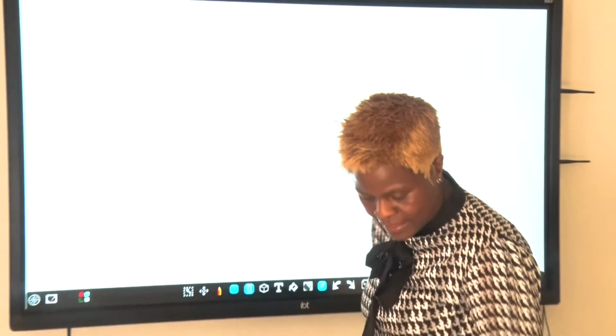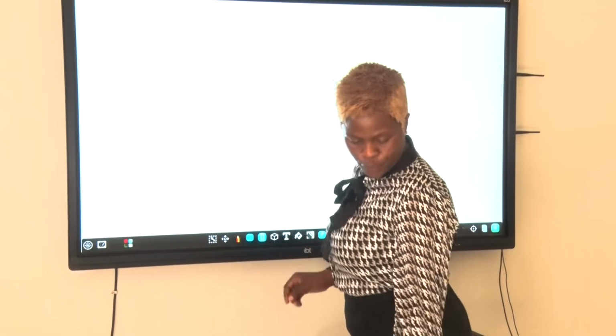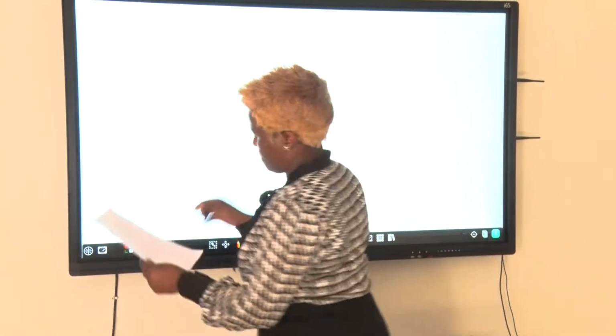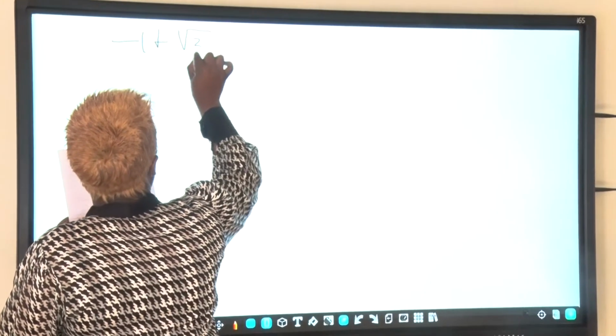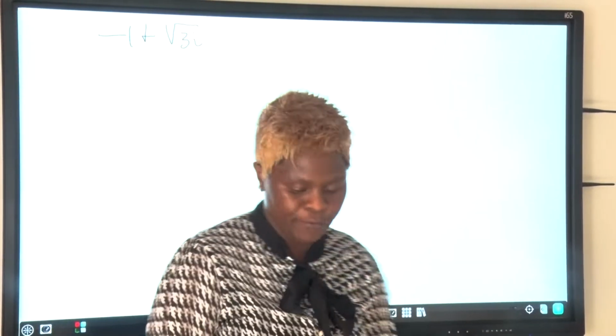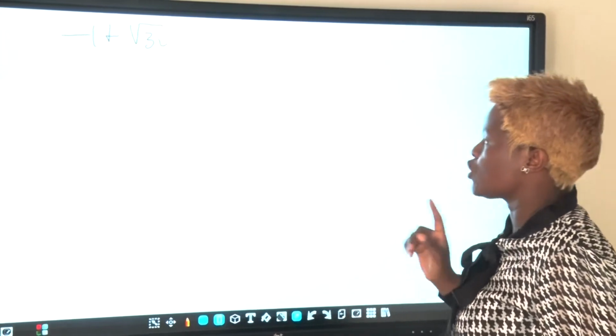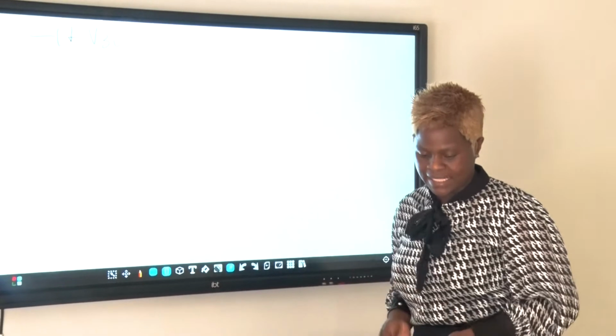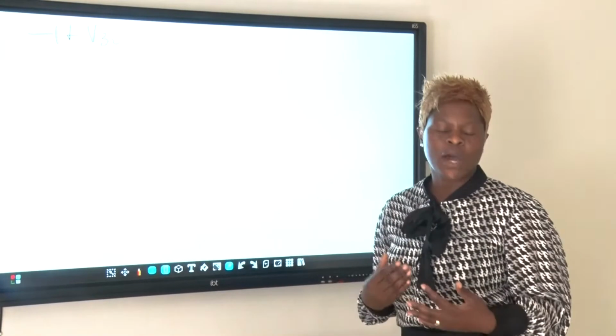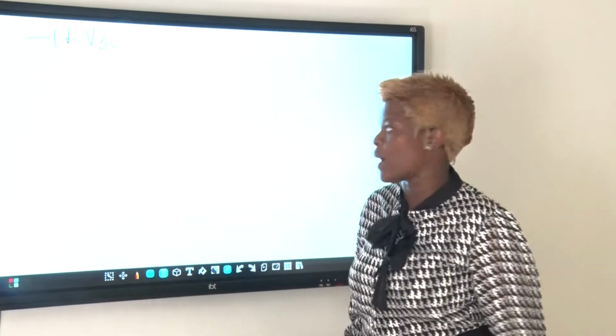Okay, let's move forward. Let's look at the other question. I gave you minus 1 plus square root of 3i, and we have to write this in trigonometrical form. The procedures are the same. The first thing is to write our r, or to find our r.